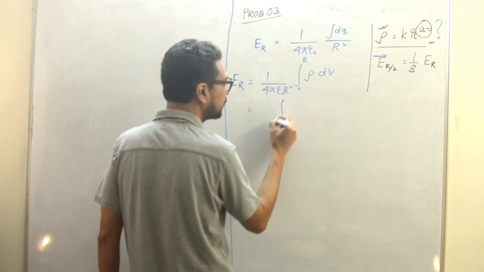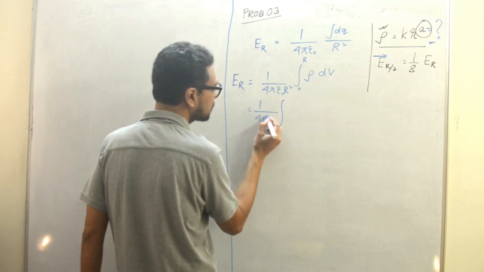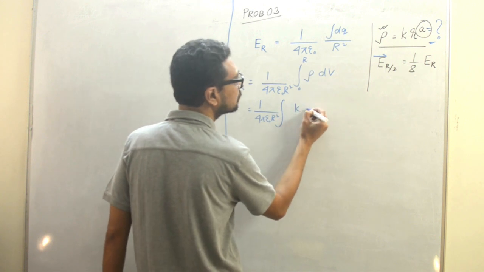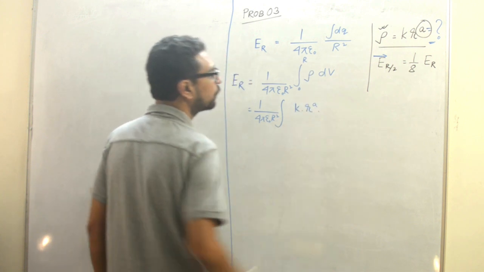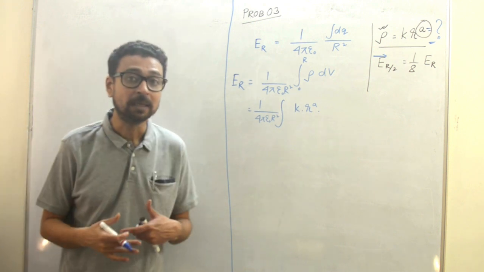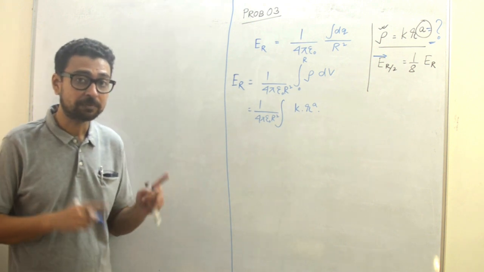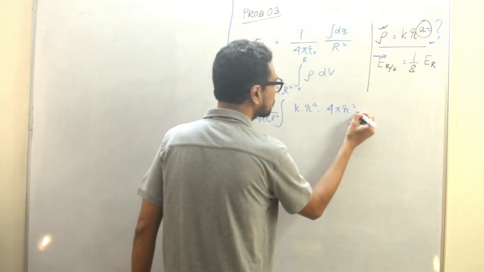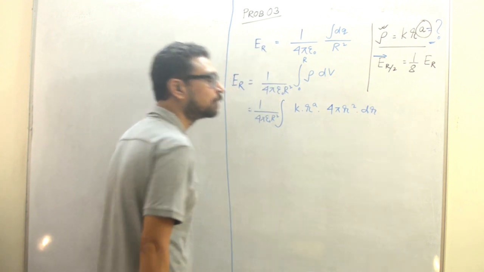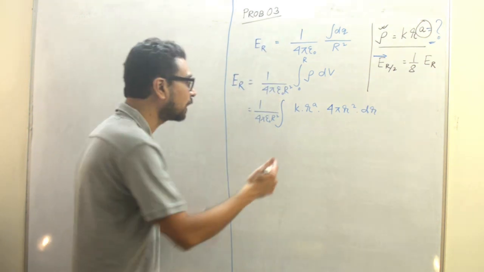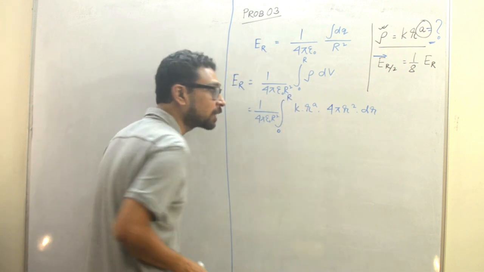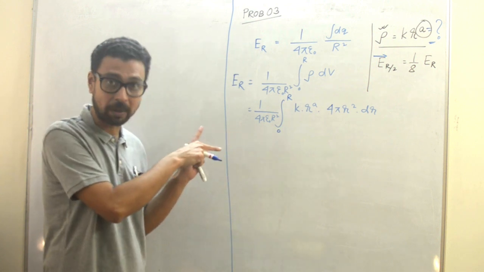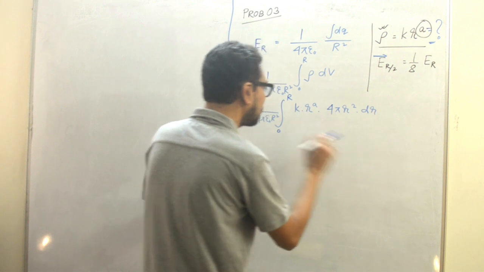So let us write the integration. This is 4 pi epsilon naught r square. Great. And what is rho? It is k into r to the power a. And what is dv? In the beginning, from the sum we did, we know that dv can be calculated this way, which is 4 pi r square into dr. That is the volume of the spherical shell we can take, so that we can apply the limit. Remember, just now we did one sum and we are using that concept here.